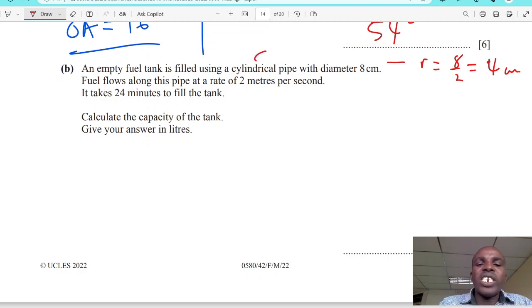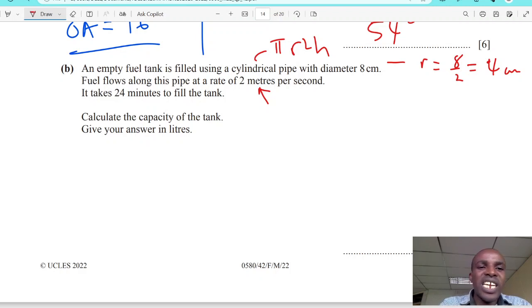This one is the cylindrical tank. Volume of a cylinder, pi r squared h. That's the volume of a cylinder. Radius is 4. Height, do we have height? No. How can we find height? It is 2 meters per second. So we want to find the total height or distance in this case. That will be the length actually.